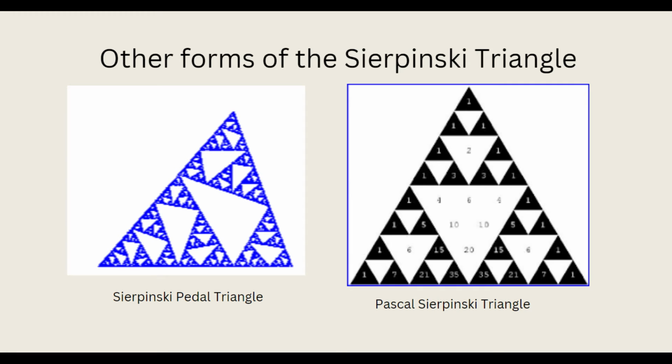A Pascal Sierpinski Triangle incorporates Pascal's Triangle into the Sierpinski Triangle. This is done by coloring all the odd numbers in Pascal's Triangle. The resulting shape from this step will be the Sierpinski triangle.